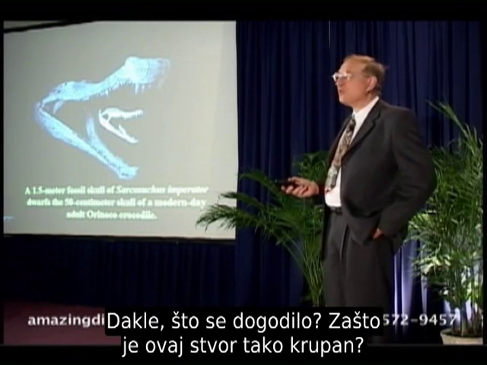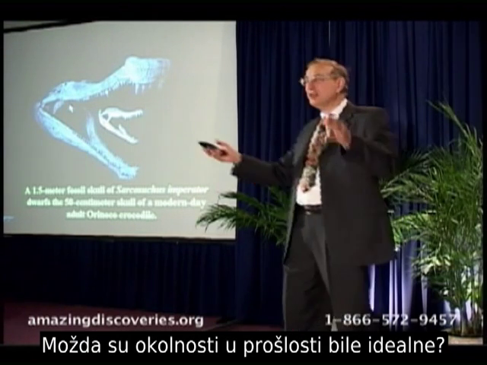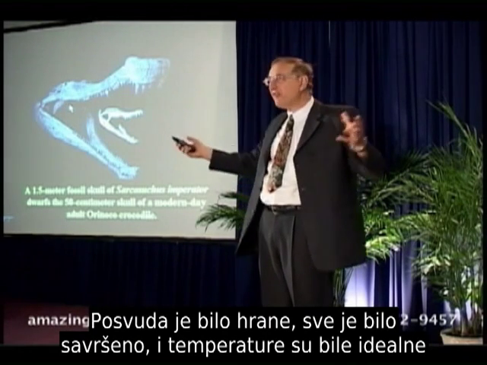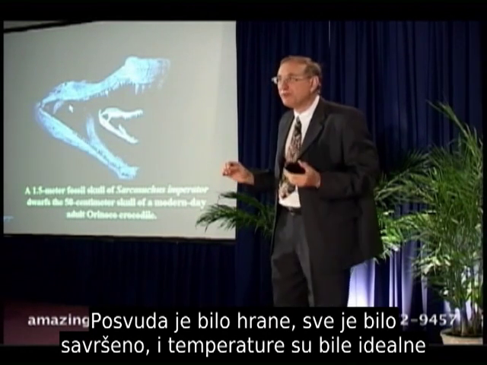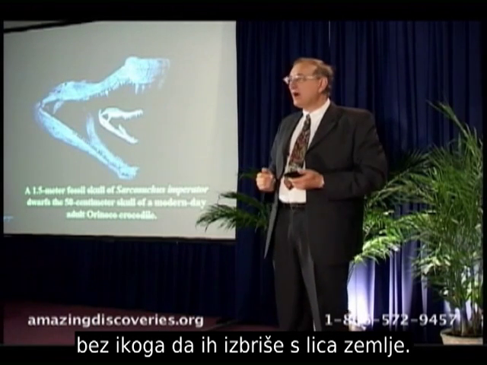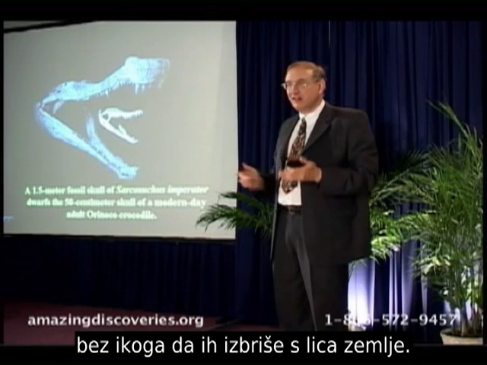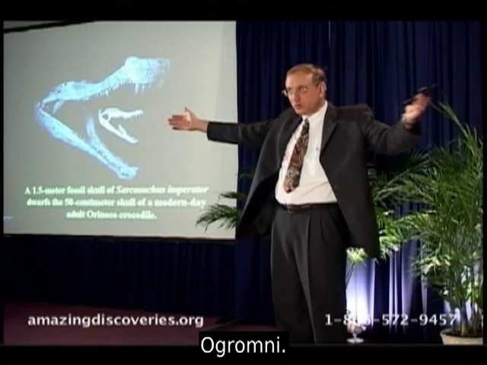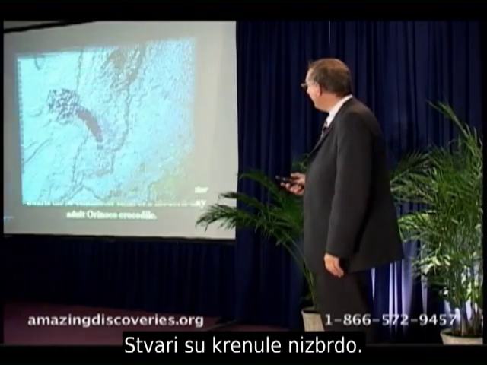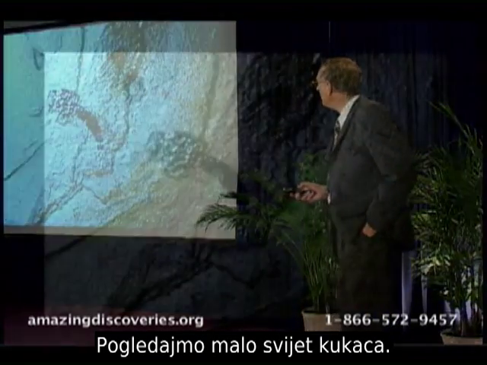So what has happened? Why is this creature so large? Maybe the circumstances in the past were ideal. There was so much food around, everything was perfect, temperatures were perfect, and they had a long time to grow without anybody wiping them off the face of the earth. And there they were, huge, huge. That's not evolution. We've got devolution. We've gone downhill. Let's have a look at the insect world.